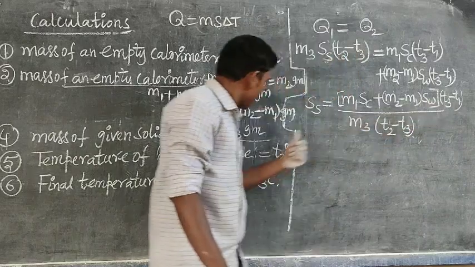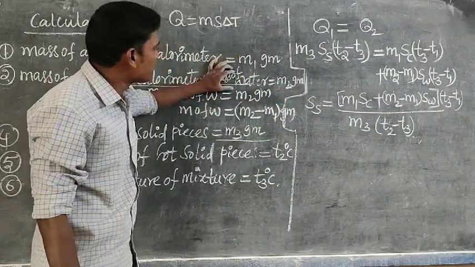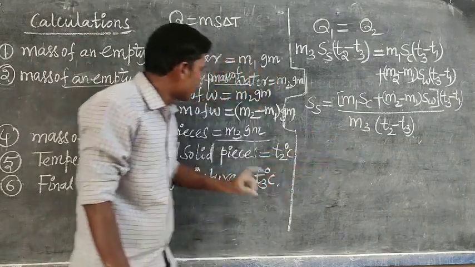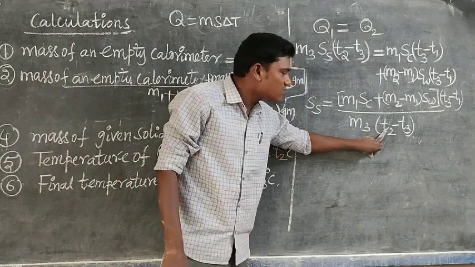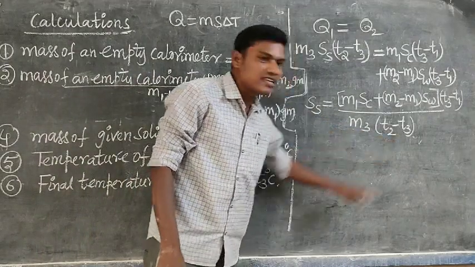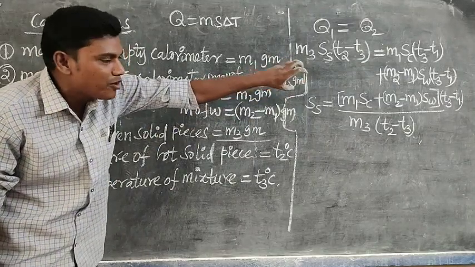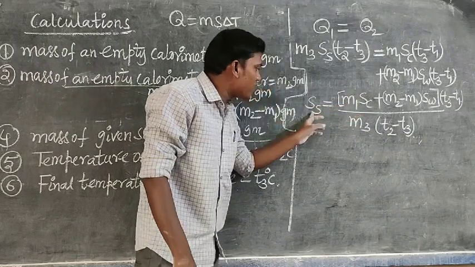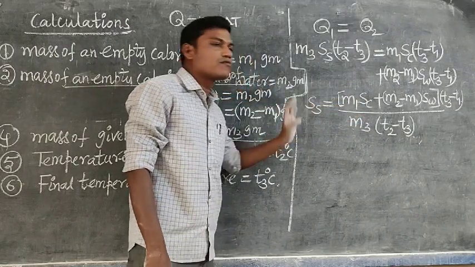T3 is the final temperature we find in the experiment. T1 is the initial temperature of the water in the calorimeter. Next, M3 is the mass of the solid pieces only. T2 is the hot solid piece temperature, and T3 is the final temperature. Already we know each and every value in the formula. If we substitute all these values, finally we get S of S, the specific heat of the solid.